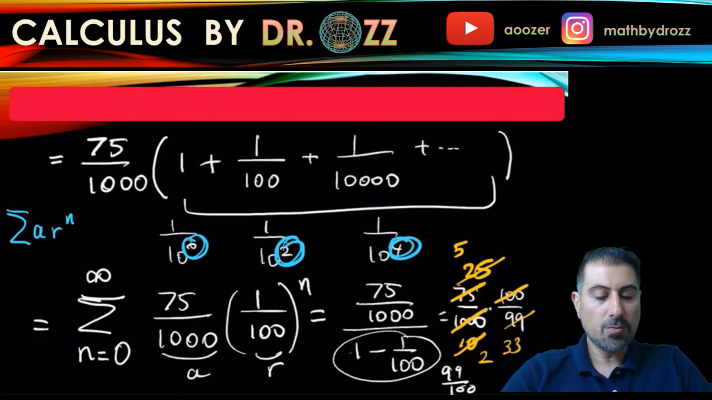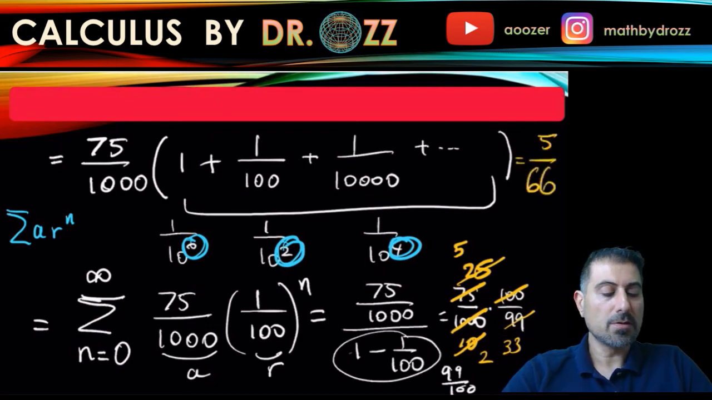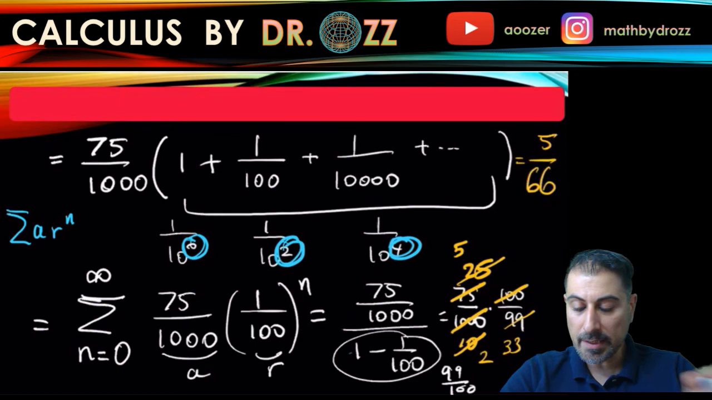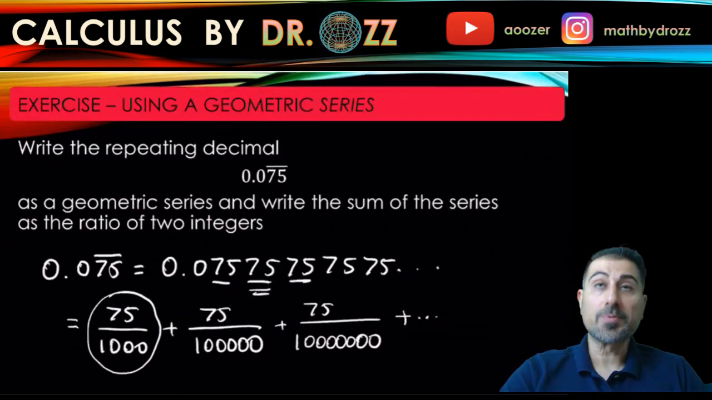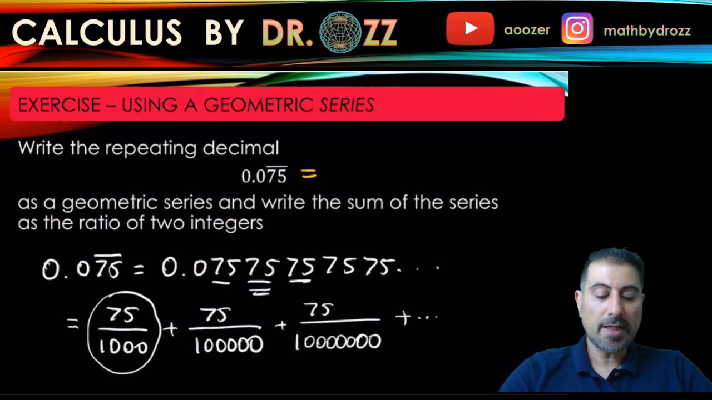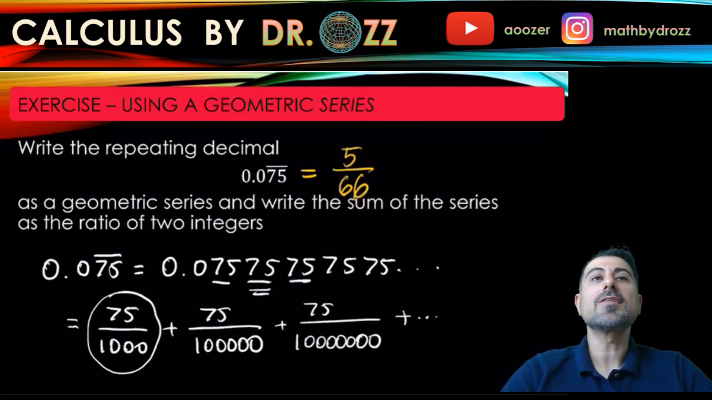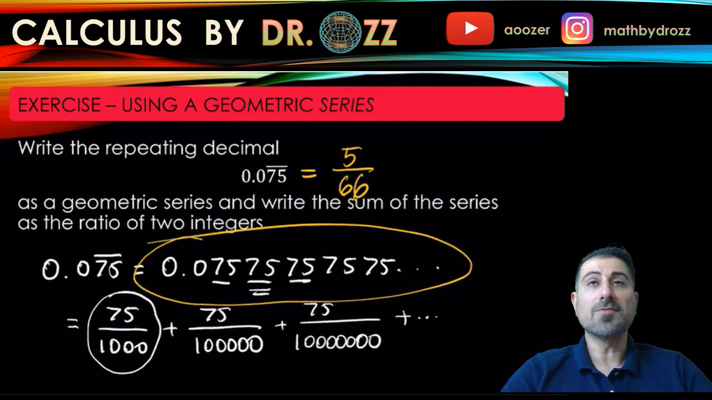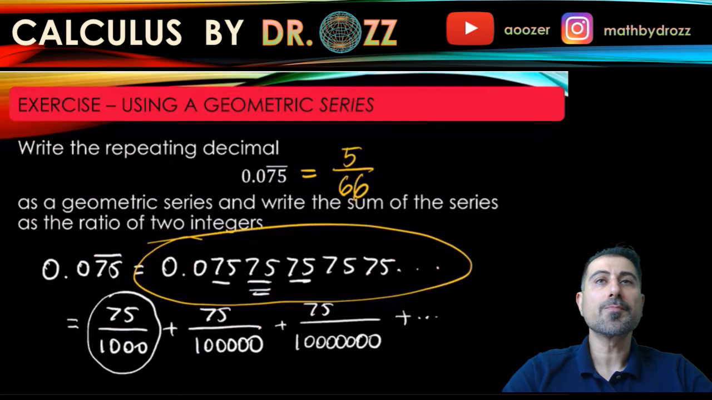So that is equal to 5 over 66. Going back to the original problem, I can represent this repeating decimal as the ratio of 2 integers, and that is in fact 5 over 66. If you use your calculator and divide 5 by 66, you're going to get exactly this form, depending on how many decimal places you keep in the number.